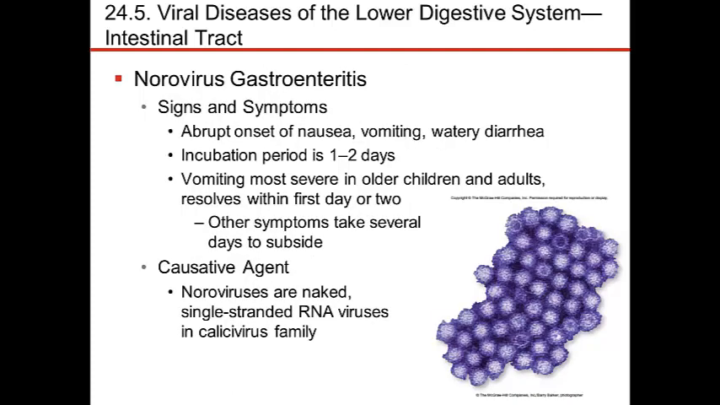Norwalk virus, also known as norovirus, is one of the most common causes of viral gastroenteritis in adults, both in the U.S. and worldwide. It's named for an outbreak of gastroenteritis in a school in Norwalk, Ohio in 1969. Norwalk virus has a non-segmented, single-stranded, positive polarity RNA genome. It's non-enveloped with an icosahedral nucleocapsid. There is no virion polymerase associated with it.